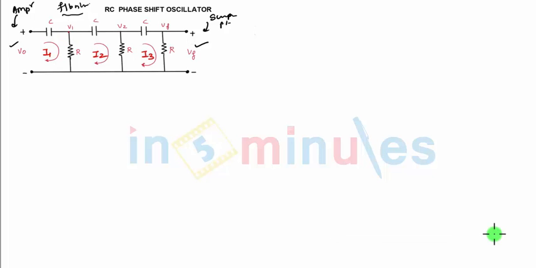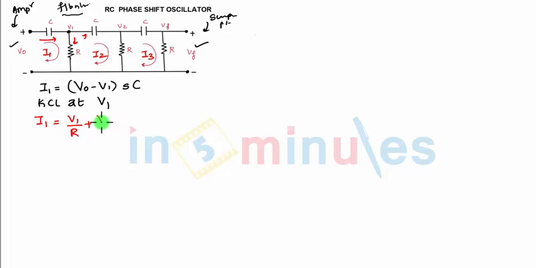Call the currents flowing through the 3 branches I1, I2 and I3. I can write I1 as the voltage at this point minus the voltage at this point, the difference between the 2 voltages, multiplied by the capacitance. If it would have been resistance, we would have divided it. Similarly, I can apply KCL at V1. Total current flowing towards V1 is I1 and it gets divided into these 2 currents. So I1 equals V1 upon R plus V1 minus V2 into S into C.